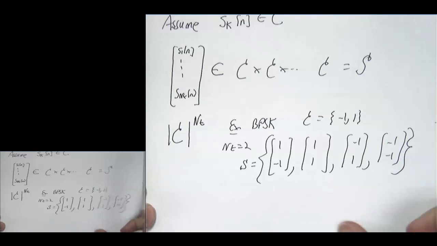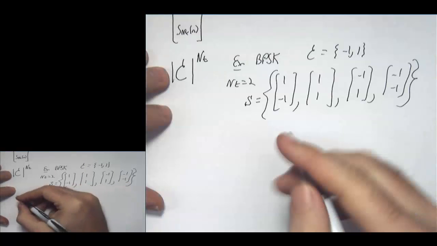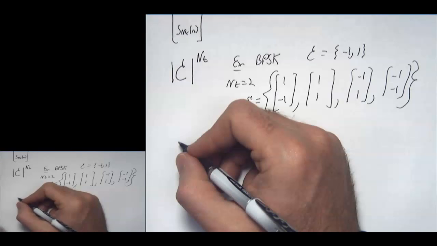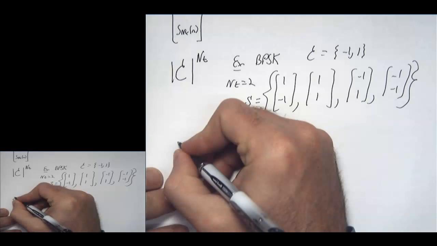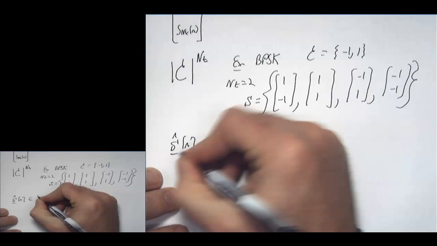So now we're just going to take the same approach that we took before. We're going to suppose that we take a specific value of s of n here. Let's call it s hat of n, which is in this constellation.